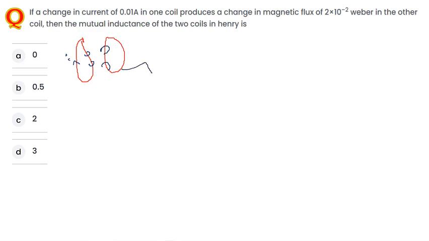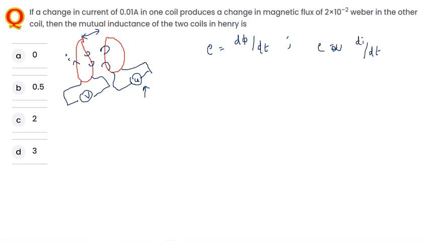Now this coil has been connected to the galvanometer, and this coil has been connected to a potential. Both are not physically connected to each other, but even so the galvanometer shows a deflection. In the first case, induced EMF is directly proportional to the rate of change of flux. In the second case, induced EMF is directly proportional to the changing current. From this, E is equal to M into di by dt, where M is called the mutual inductance.